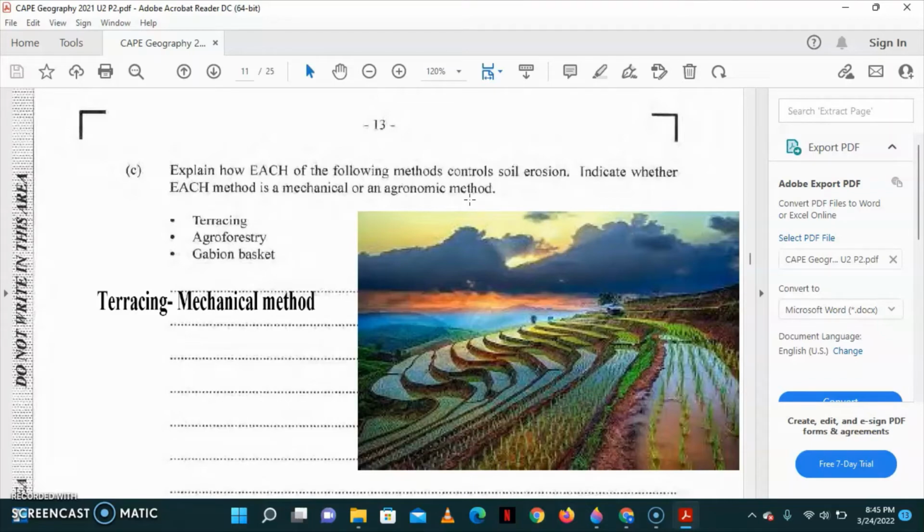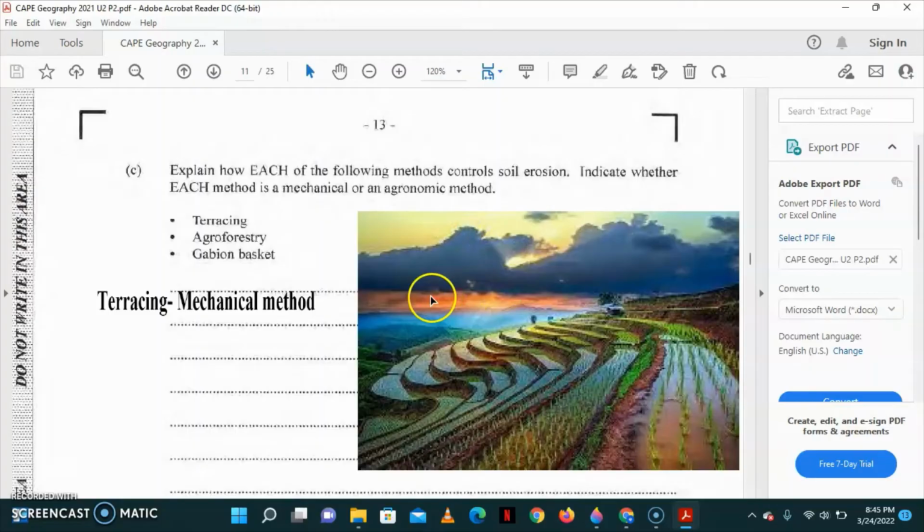So with terracing, this is basically the building of earth embankments or barriers across the slope using a combination of ridges and channels to reduce the length of the slope. Terracing reduces both the amount and the velocity of water moving across the soil surface, which greatly reduces soil erosion. As I said earlier, it is a mechanical method.